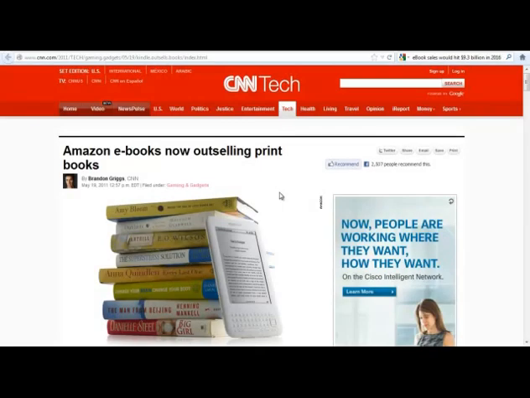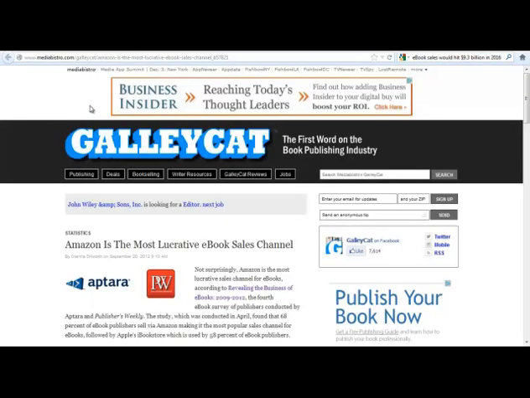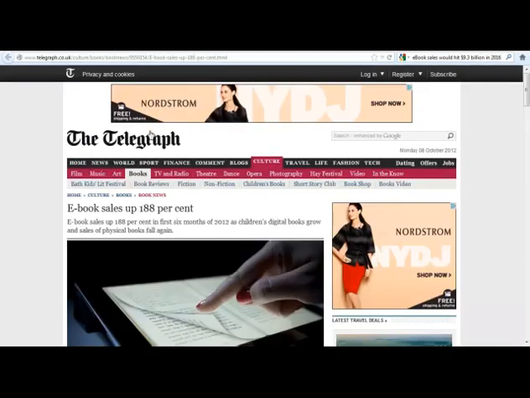Okay, so here we are on CNN. And this is their tech section. And here they have an article that's basically talking about how ebooks are now outselling print books. Ebooks are outselling print books by a significant number. Here's another article on MediaBistro.com. And in this article, they pretty much talk about how Amazon is the most lucrative ebook sales channel.